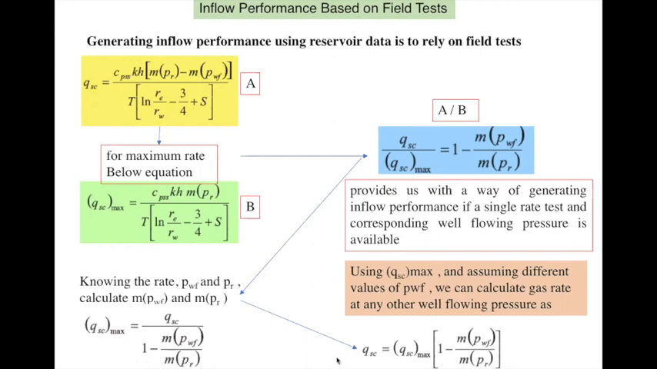for any value of PWF. So this equation will give you the value of QSC for any value of PWF if you are able to find out this QSC max, and QSC max is found by the previous equation written below in the left hand side. Okay, now we'll take up one question based on this and we'll see how a single point test will be able to find out the deliverability of the well.